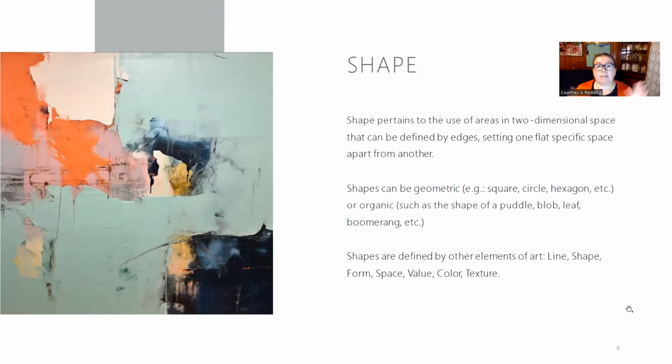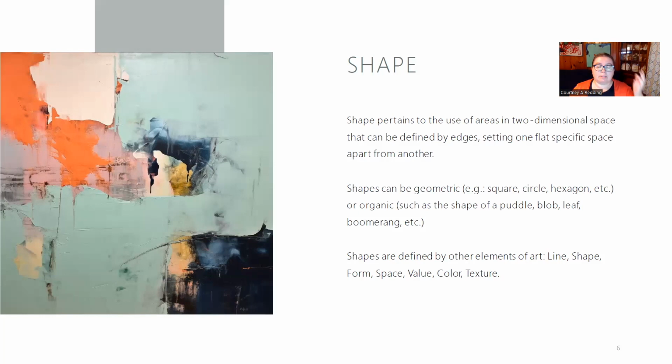Shape pertains to the areas of that two-dimensional space that can be defined by edges. So it's going to set one flat specific space apart from the other. They can be geometric, they can be organic. It could be a very linear, rectilinear, geometric piece, or it could be a nice free-flowing puddle, a blob, a flower, etc. So you can have this balance between something that's really a rigid shape versus something that's more organic and expressive.